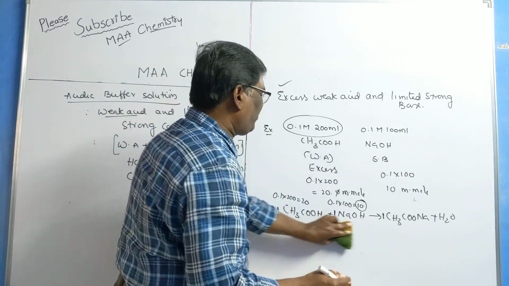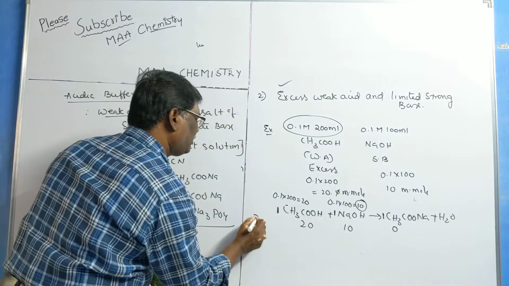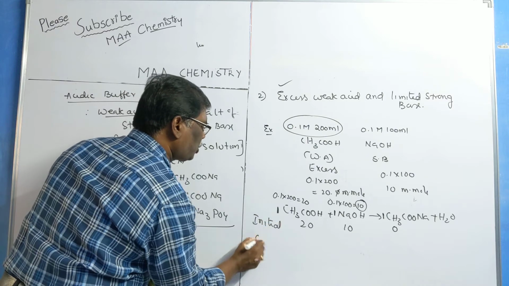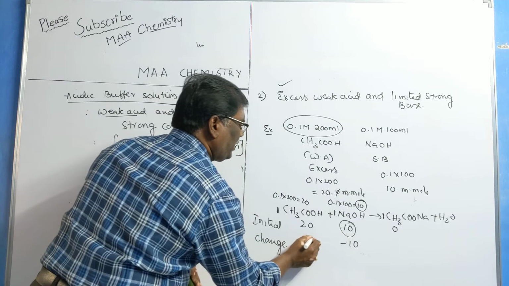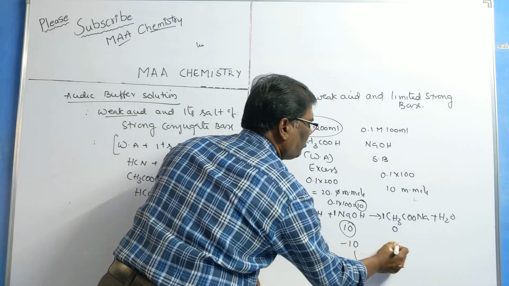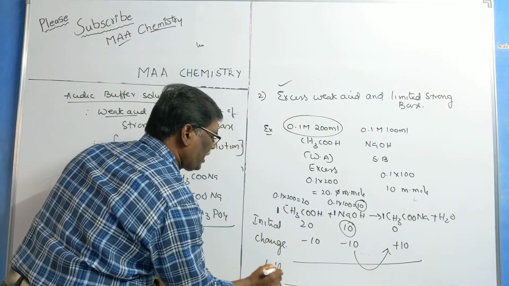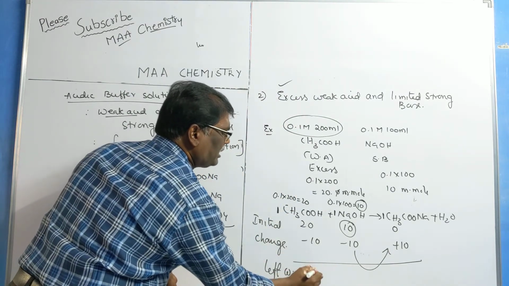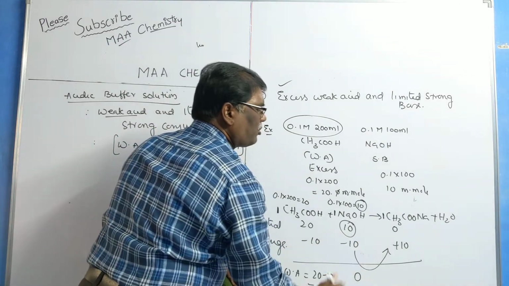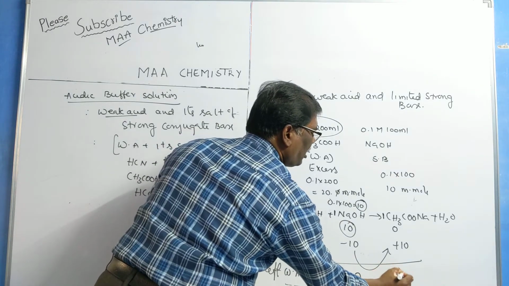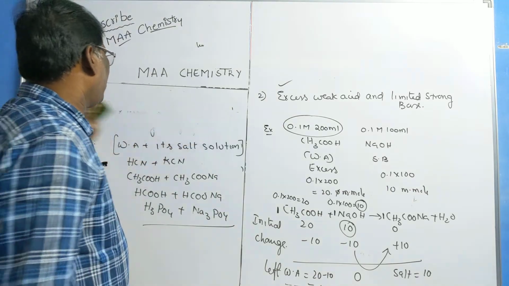Here, what are we given? 20 millimoles and 10 millimoles. Salt is 0 at initial. This is at initial. What is the change? The change is that the limiting agent is utilized completely. Then it is converted into salt, plus 10. That means the weak acid left is 20 minus 10, which means 10. And here the strong base is neutralized completely. Now we have the salt formed. What is the strength of the salt? 10 we have.